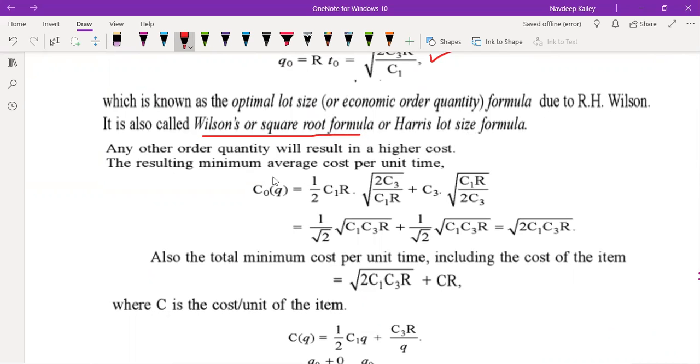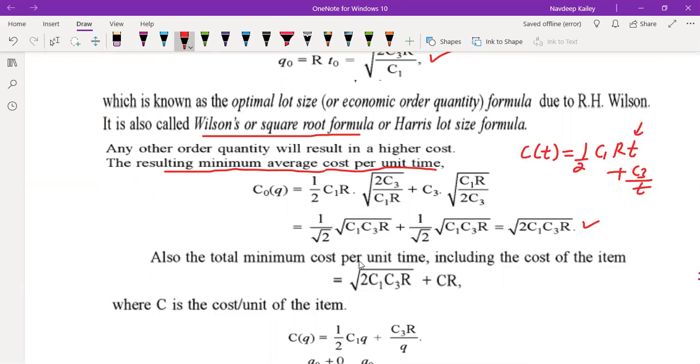Now, the resultant minimum average cost per unit time is given by, I have already calculated the average total cost per unit time, which is half C1 RT plus C3 by T. Now the minimum average cost per unit time is given by putting in the value of T. After putting the value of T, we will get this formula, that is the square root of 2C1 C3 R. This is the minimum average cost per unit time.